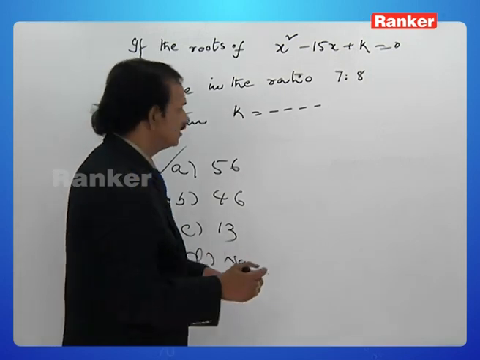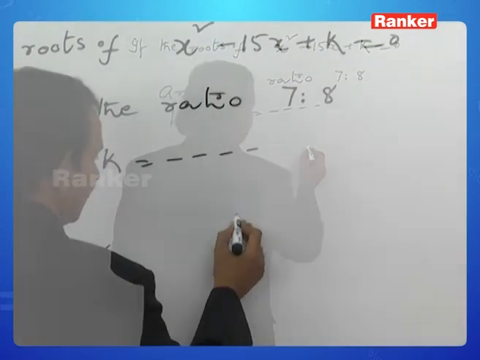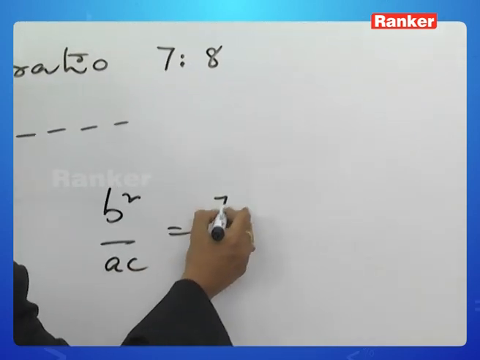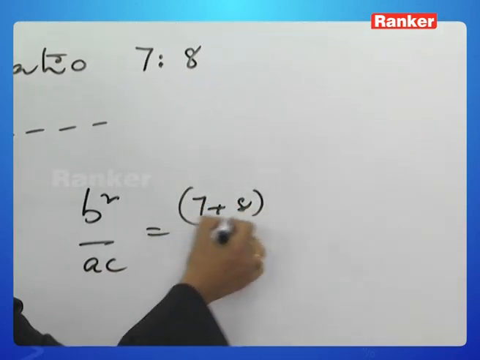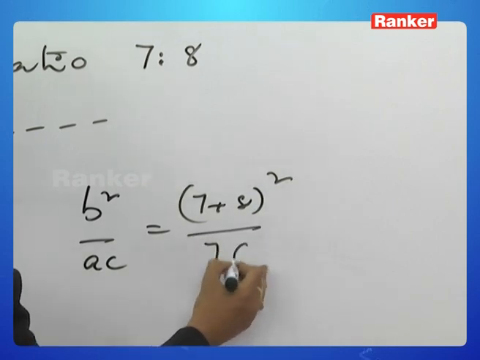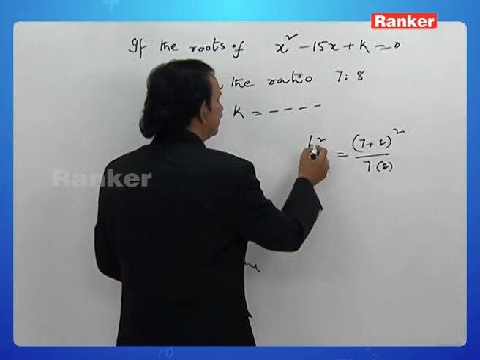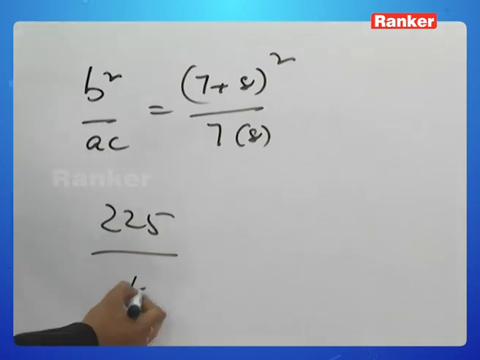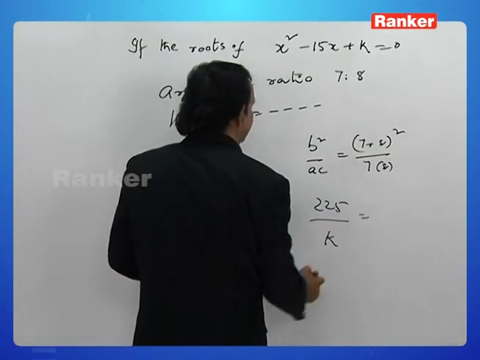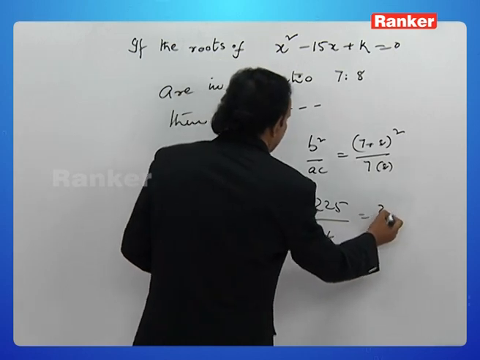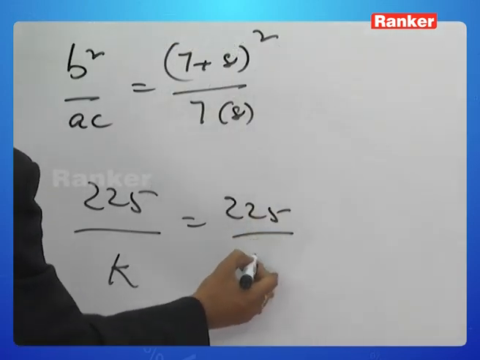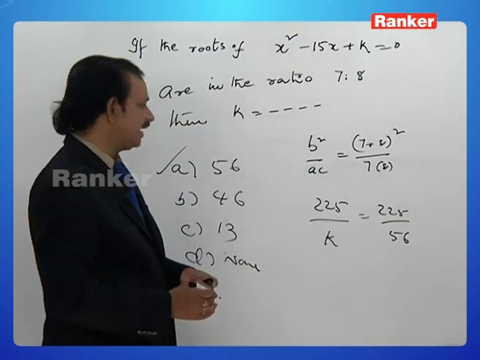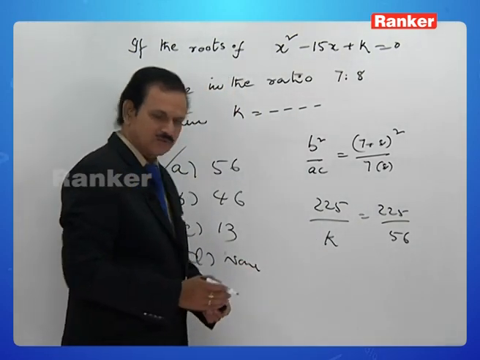Or otherwise by using the technique b square by ac is equal to (7 plus 8) whole square by 7 into 8. What is b square? 225. What is ac? k. It is 7 plus 8 is 15. 15 square is 225. 7 8s are 56. By cancelling 225 on both the sides, we will directly be having k is equal to 56.